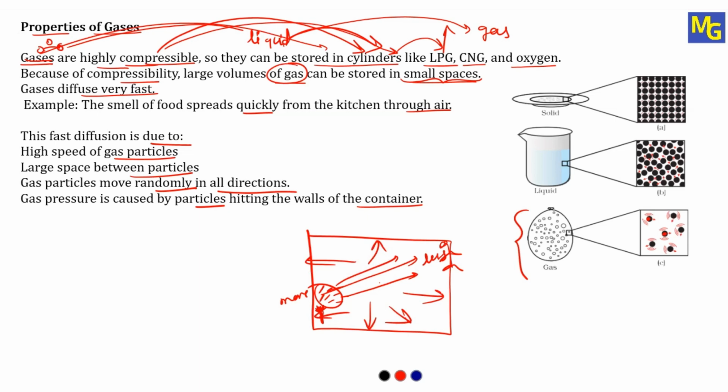So I hope you understood all these activities, and you understand the properties of the gaseous state. So here I have completed three states of matter, that is solid, liquid and gases. After this we are going to move on to the change in the state of matter.